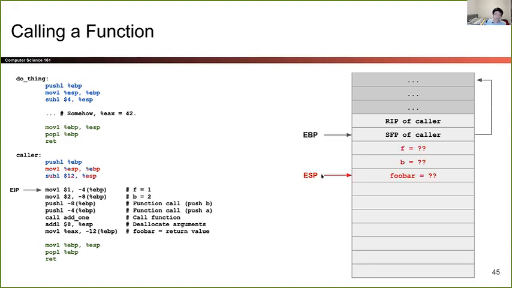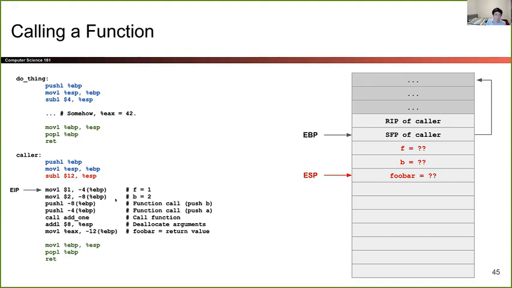Finally, as part of the prologue, we're going to move the ESP downwards by 12. This is so that we have space on the stack to allocate our local variables. Remember that f was declared first, so it goes at the highest memory address here. So we have f at the, I guess, highest 4 bytes, b in the middle, and then foobar at the lowest 4 bytes. These are currently uninitialized because we haven't written anything to those values, so they're uninitialized values in memory.